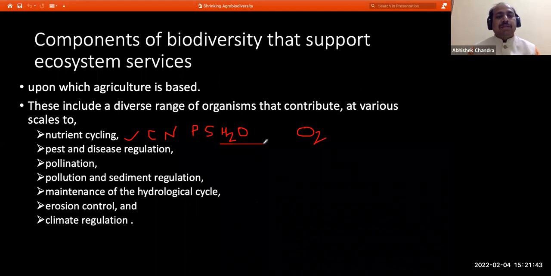Then pollution and sedimentation regulation, and maintenance of the hydrological cycle. Water exists in three forms: solid, liquid, and gas. How is it converted from the liquid phase? Whenever it happens, one phenomenon occurs, evaporation, then the liquid is converted into vapor in the atmosphere and forms the cloud. When the cloud sediments, it comes down as raindrops. Then erosion control: the topmost soil, made up of the organic horizon, controls the erosion process.